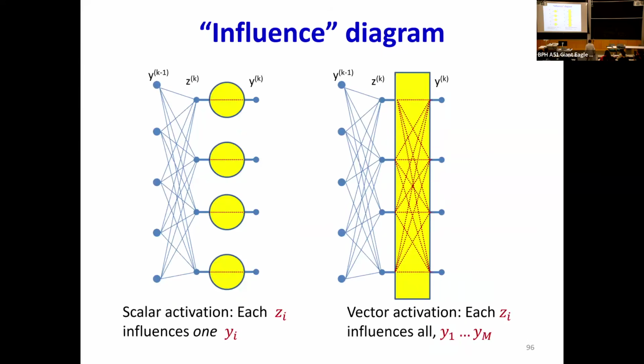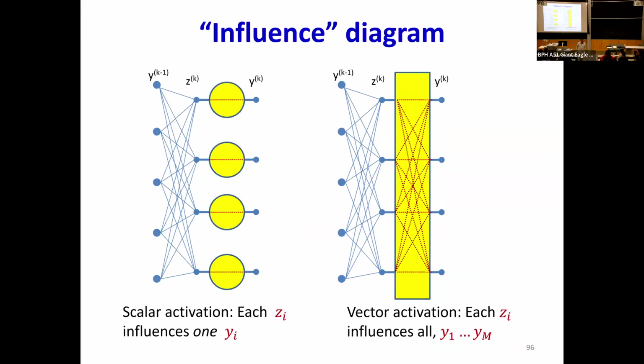So when I'm computing my derivatives backwards, here's what the influence looks like. In the scalar case, each z influences only one y. In the vector case, each z potentially influences every y. So in this case, how will the backpropagation rules change? Anybody?